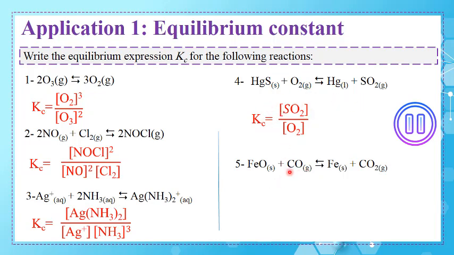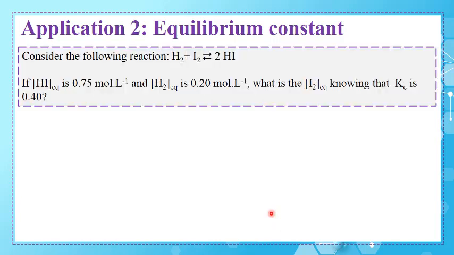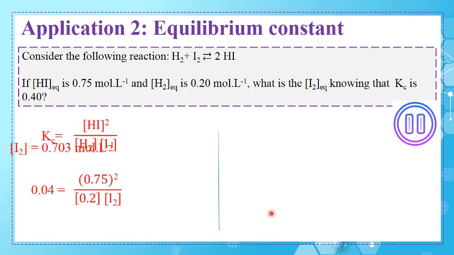The same for the fifth example, where we have solids and gases in different phases. So in the relation of Kc, only the gaseous species figure in Kc. Now here I will ask you to pause and do it alone and then check your answer. The solution is the following.